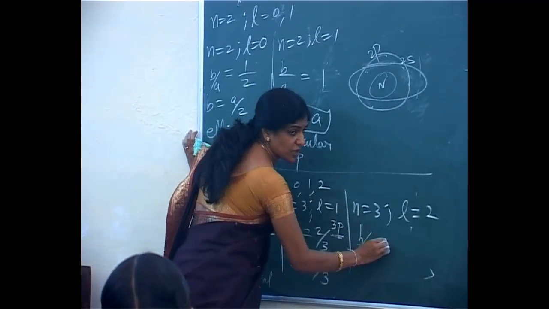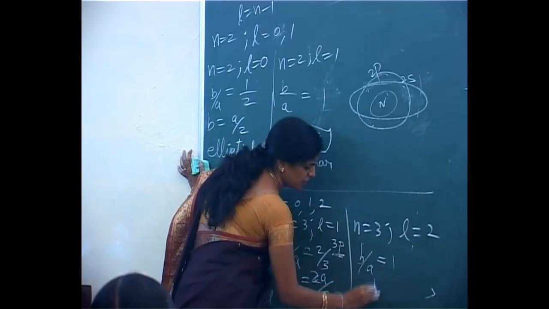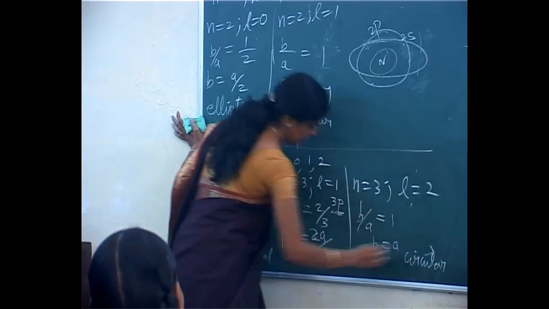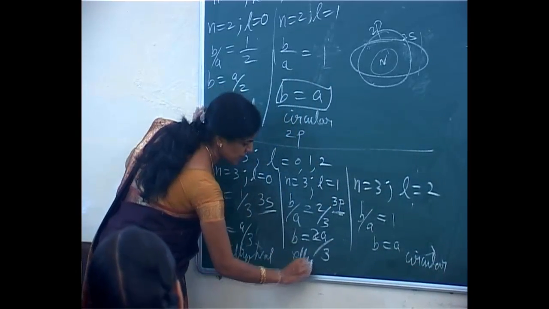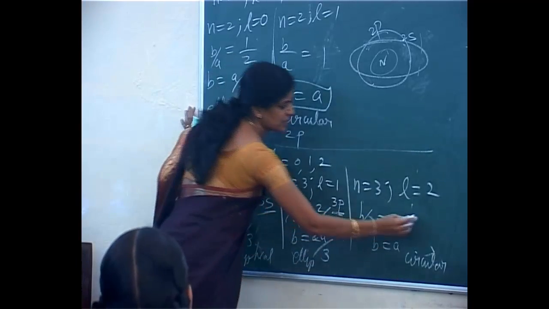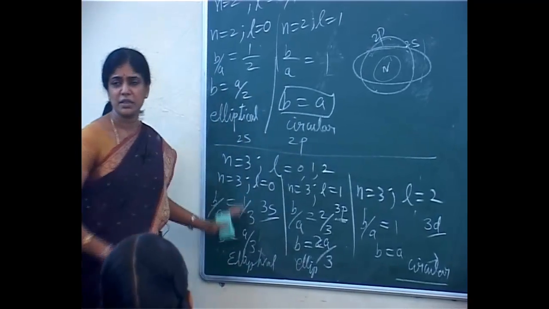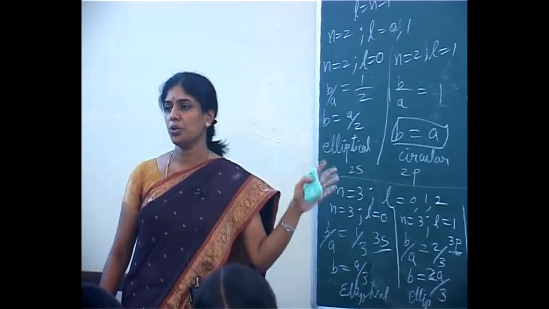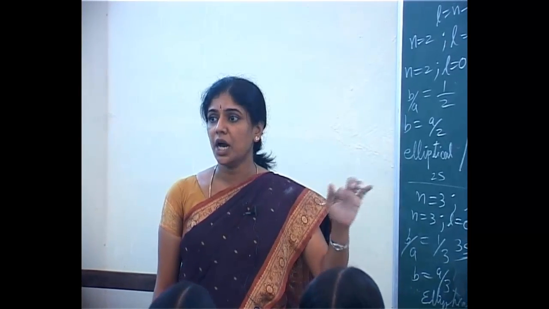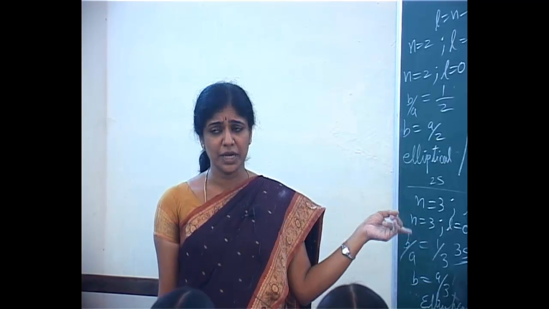Here, B by A equals 2 plus 1 is 3, 3 by 3, 1. So B equals A, so it will be a circular orbit. These two are elliptical: the 3s and 3p orbits are elliptical. The third is the 3d orbit, which will be circular. Understood? So like this only, electrons will be revolving around the nucleus. He gave how the electrons will be revolving around the nucleus in this arrangement, and by this he was able to explain.